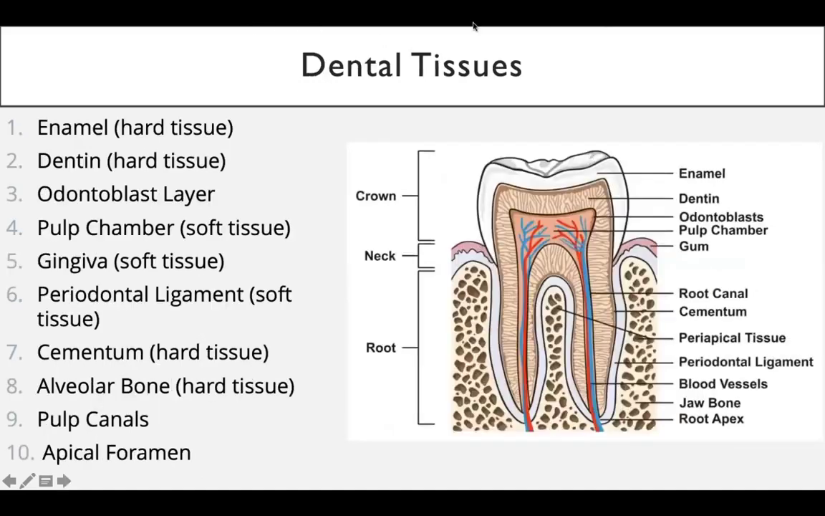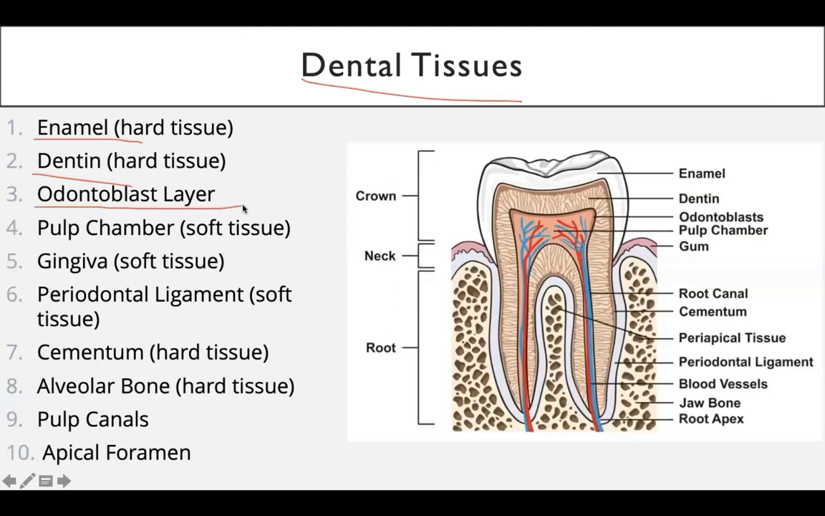Dental tissues. I think this guy is blocking us. Okay, we can go here. So dental tissues. Now we have dental tissues. So what are the dental tissues? Come on, don't do this. Dental tissues: enamel, dentin, we have heard in the last slide.